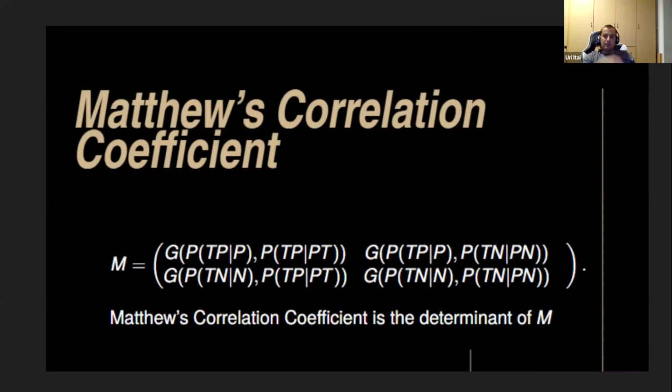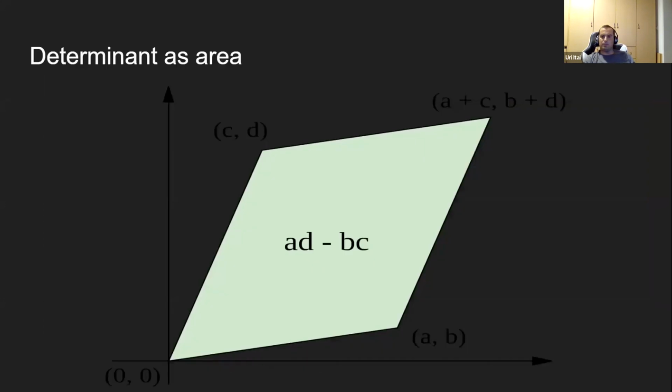Okay, another, and I think one of the most interesting results, is the Matthews correlation coefficient, which, if we consider this matrix, is the geometric average of those four quantities. And if we take the determinant, we're getting the Matthews coefficient. Okay, let's see, what does it mean? What does determinant mean?